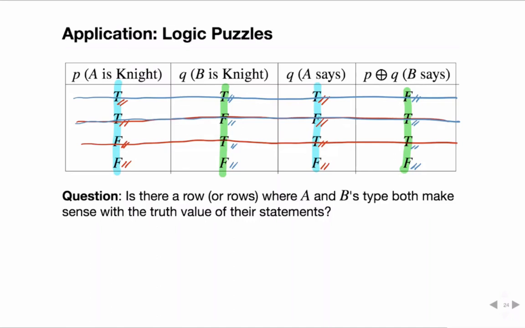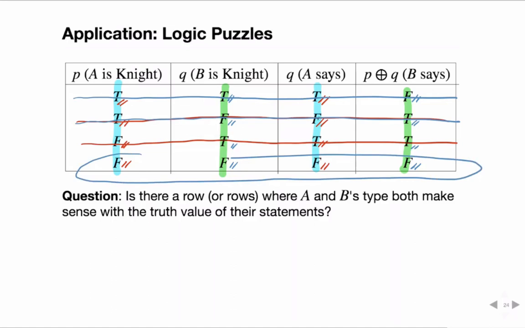And so if I look at my truth table now, I want to look for rows where the nature of A and B were consistent with the statements that they made for both A and B. And that corresponds, if you use this method, to rows in the truth table that haven't been crossed out yet. And so the only row that's left standing is the fourth row. And so that means that that must be the solution to this problem.